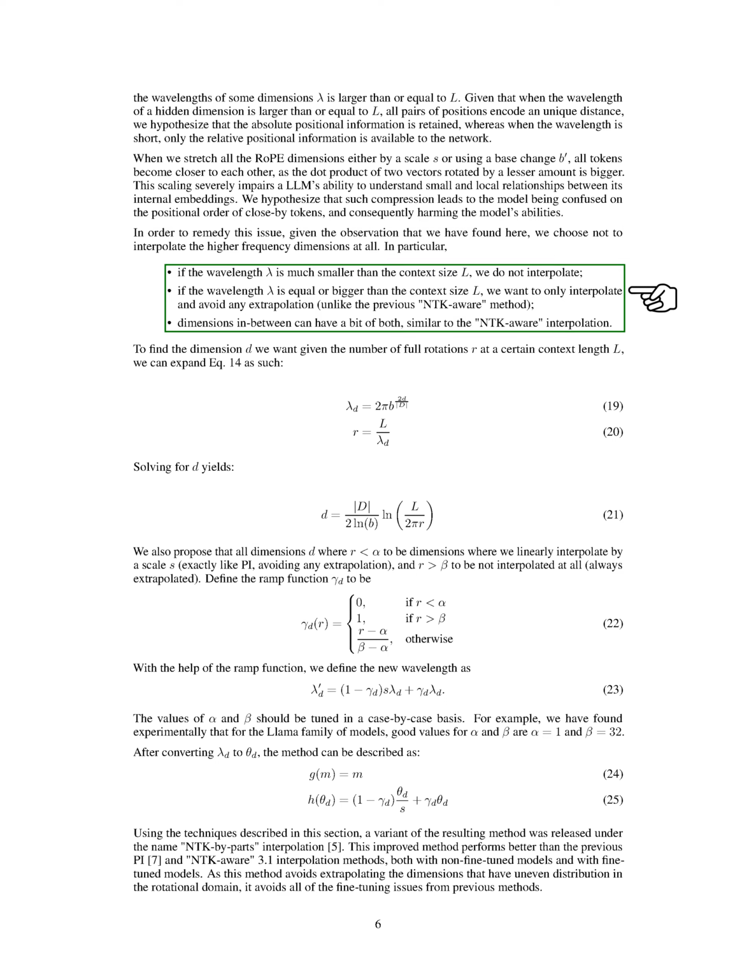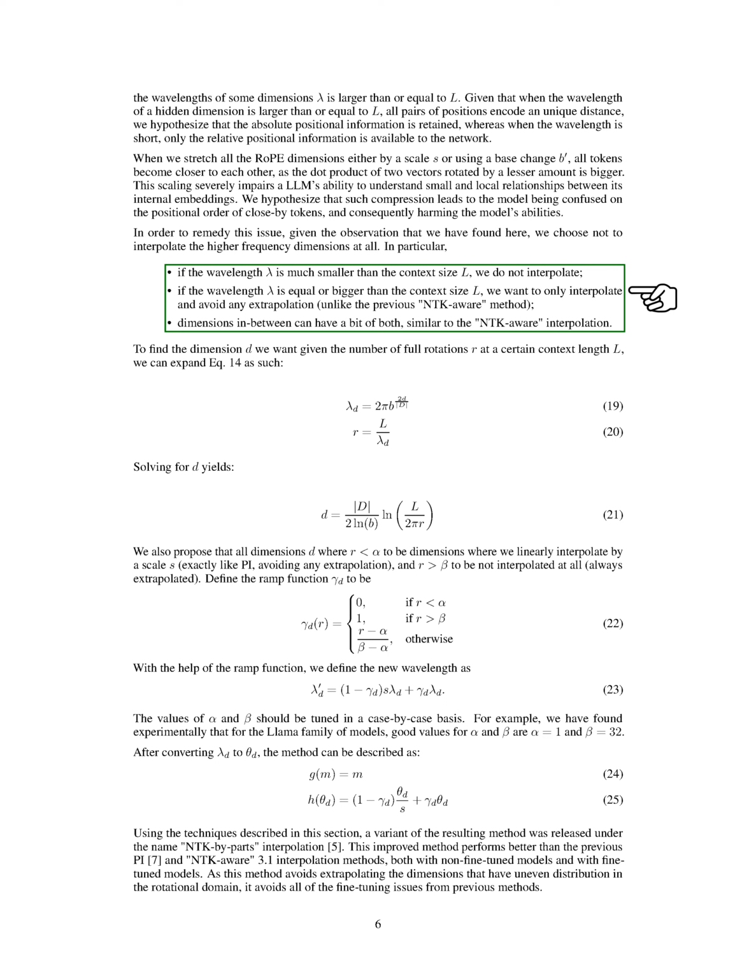To find the dimension d we want given the number of full rotations r at a certain context length L, we can use the following equations. The wavelength of dimension d is equal to 2π times b raised to the power of 2d divided by |D|. The number of full rotations r is equal to L divided by the wavelength of dimension d. Solving for d, we get d equals |D| divided by 2 times the natural logarithm of b, times the natural logarithm of L divided by 2π times r.